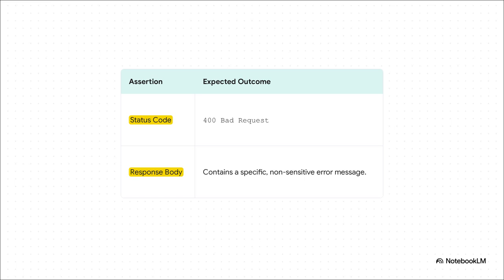The one thing that separates the pros from the beginners, you absolutely must also assert on the response body. Don't just check for a 400. Check that the error message is specific and helpful, like "email field is required." This proves your validation is working and that you're not leaking sensitive system info in your error messages.